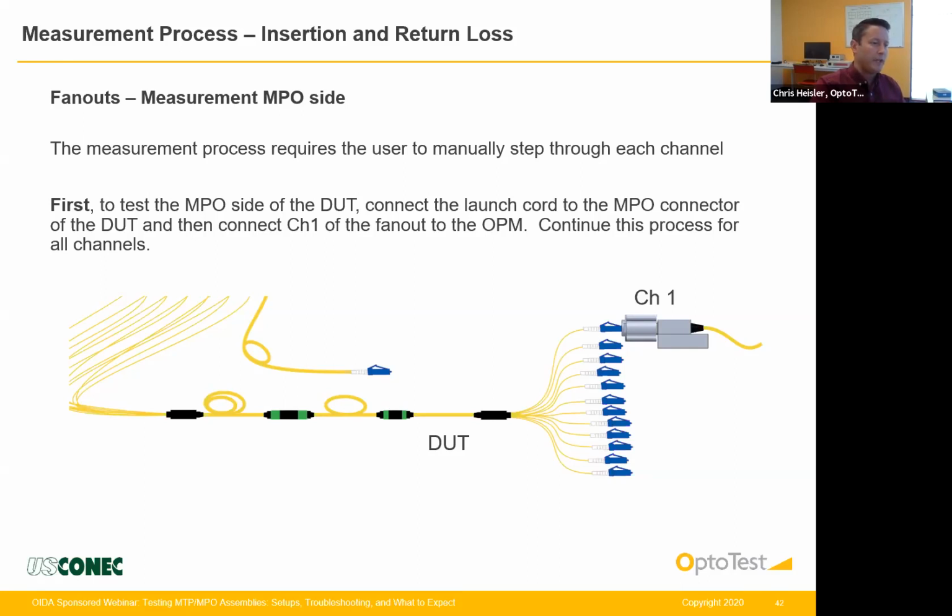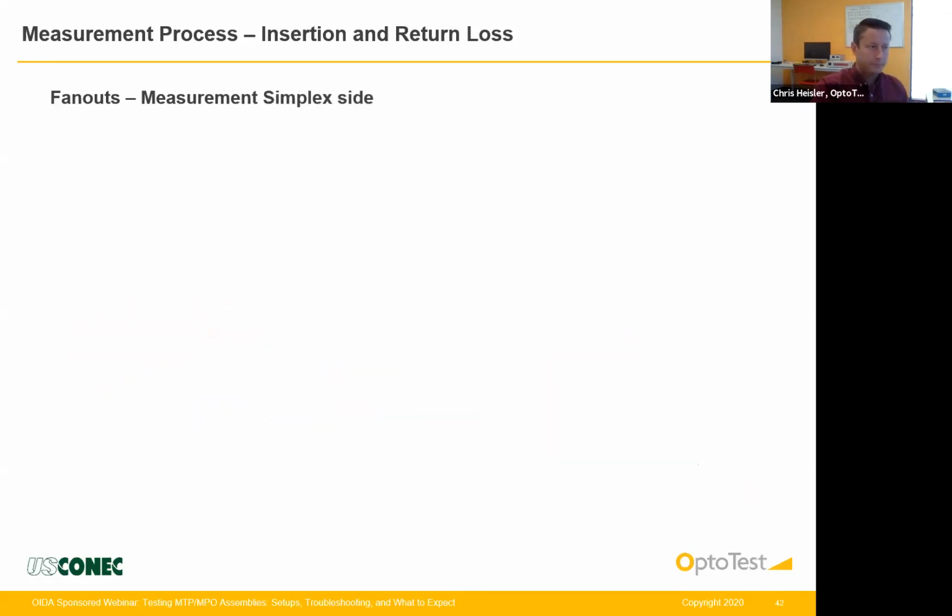So you see here, we've connected the MPO connector of the DUT to the MPO launch cord, right? And then the optical power meter is connected to channel 1, and we're going to measure the insertion loss and return loss at port 1 of the MPO connector. Now we're going to iterate through to channel 2, and then we'll go through and do this for all 12 channels. So you see it's a very manual process.